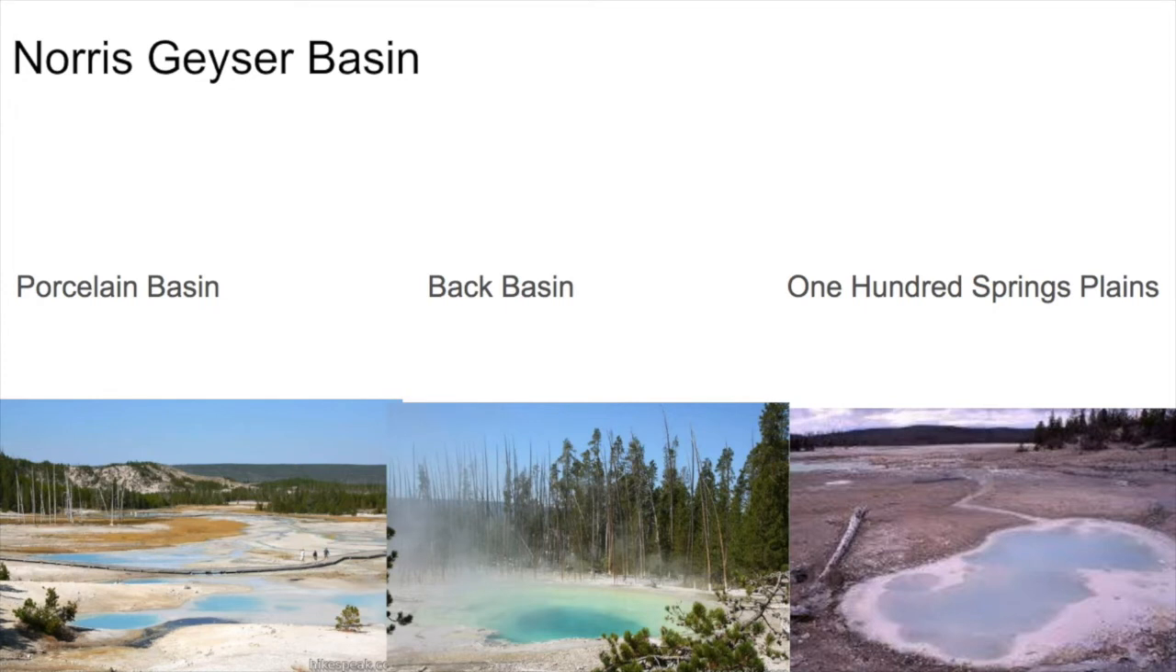The Back Basin is a 2.4 kilometer in circumference wooded area, with a variety of different kinds of geysers: old ones, new ones, colorful ones. The 100 Springs Plain is a very dangerous and acidic flat area, covered in sand but hollow underneath.